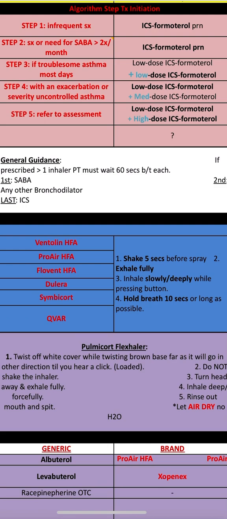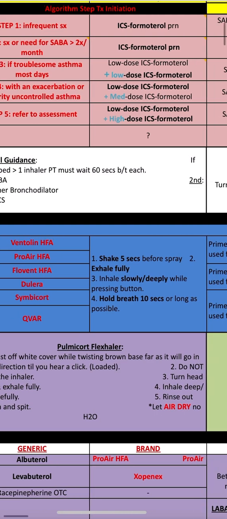Step 3, if they have troublesome asthma most days, then you can give low-dose ICS-formoterol. Step 4, if they have exacerbation or severity uncontrolled asthma, you can give low-dose ICS-formoterol plus medium-dose ICS-formoterol. Step 5, you can refer for assessment. Then you can give low-dose ICS-formoterol plus high-dose ICS-formoterol.